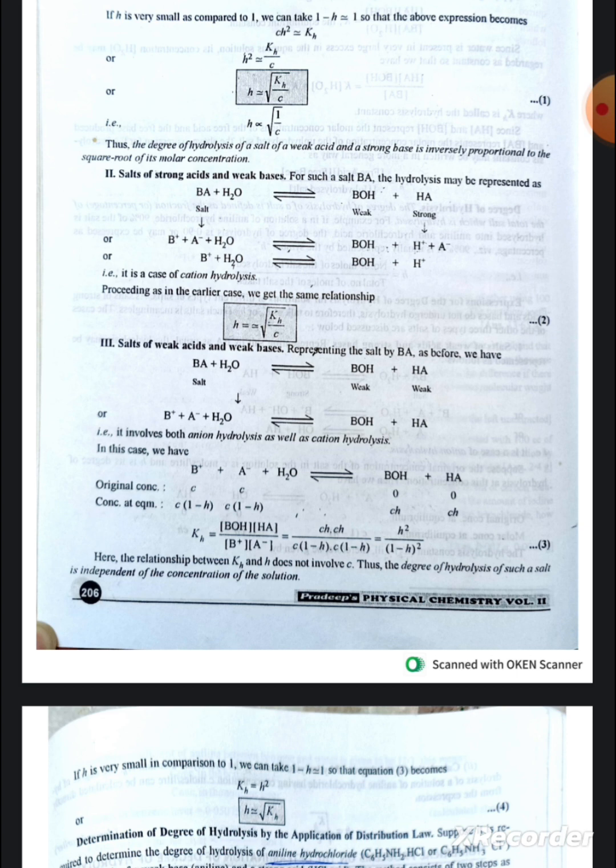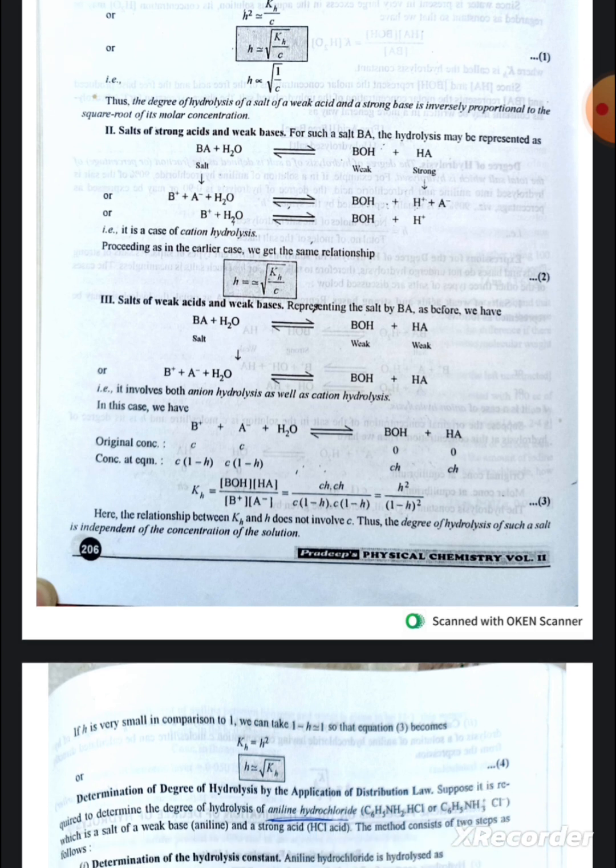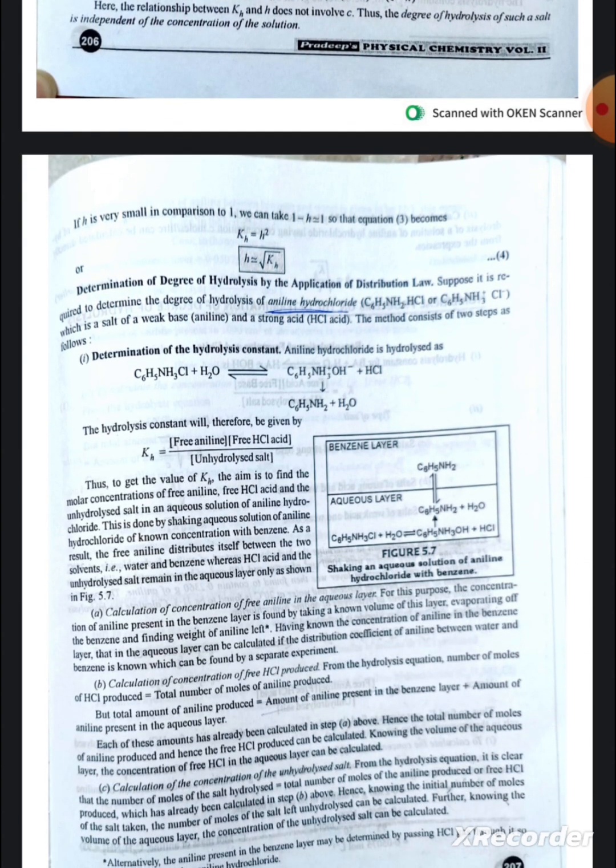So on calculating the hydrolysis constant, we get Kh = h²/(1 − h)². Here the relationship between Kh and h does not involve c. Thus, degree of hydrolysis of such a salt is independent of the concentration c. If h is very small in comparison to 1, we can take 1 minus h equivalent to 1, so that the equation becomes Kh = h². That is, h = √Kh.